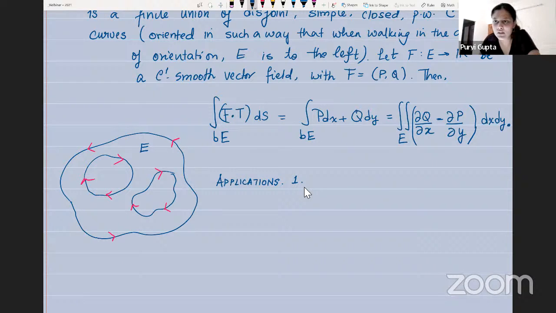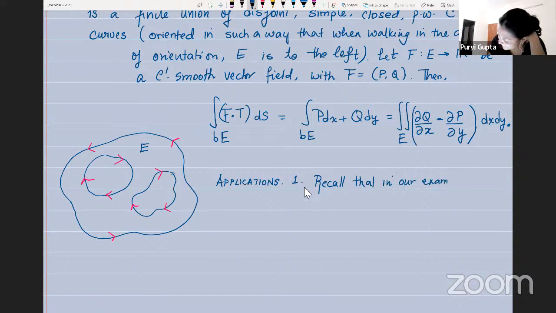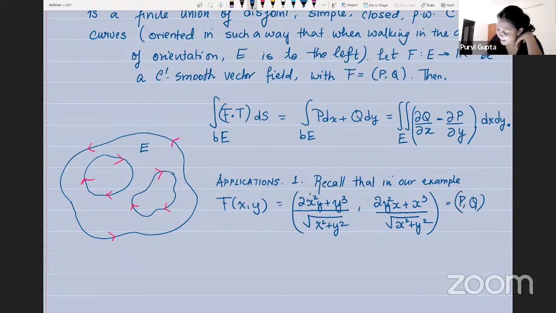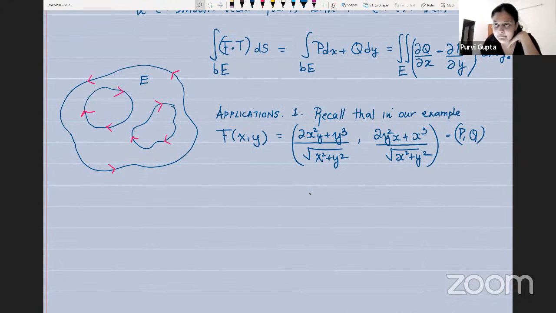So the first one is our setting. Recall that in our example, what was capital F? My capital F was this vector field: (2x squared y plus y cubed) divided by the square root of x squared plus y squared, comma (2y squared x plus x cubed) divided by the square root of x squared plus y squared. So this is going to be my P comma Q. And what I asked you to compute is precisely the left-hand side.